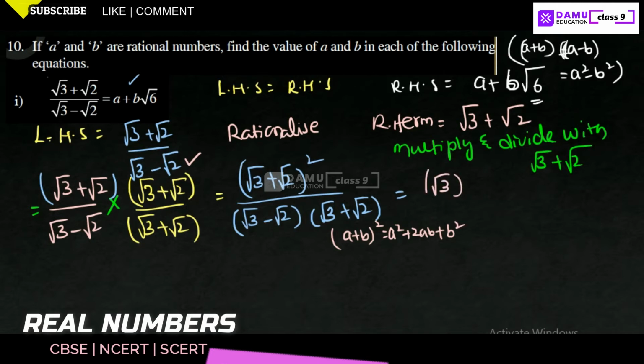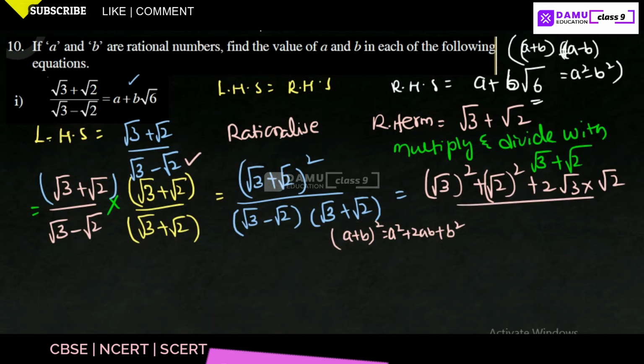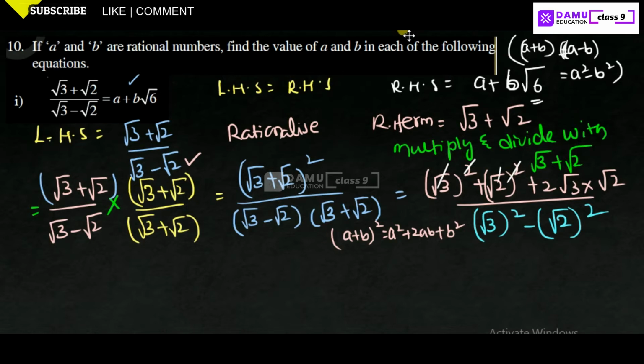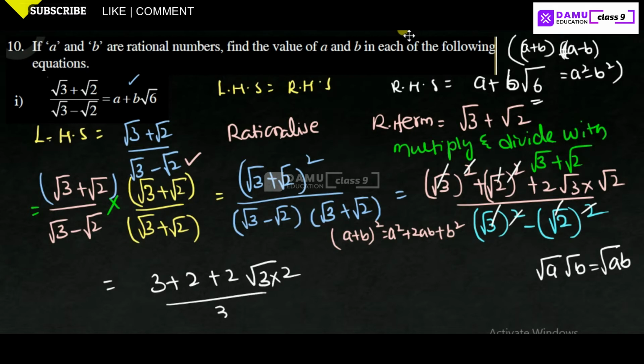So it is (root 3) whole square plus (root 2) whole square plus 2 into root 3 into root 2, whole divided by (root 3) whole square minus (root 2) whole square. The square and square root cancel here. So that will be equal to 3 plus 2 plus 2 into square root of a into square root of b, square root of ab. You can write it as 3 into 2, whole divided by 3 minus 2. So 3 plus 2 is 5, plus 2 square root of 6, whole divided by 3 minus 2, which is 1. So that is 5 plus 2 root 6.